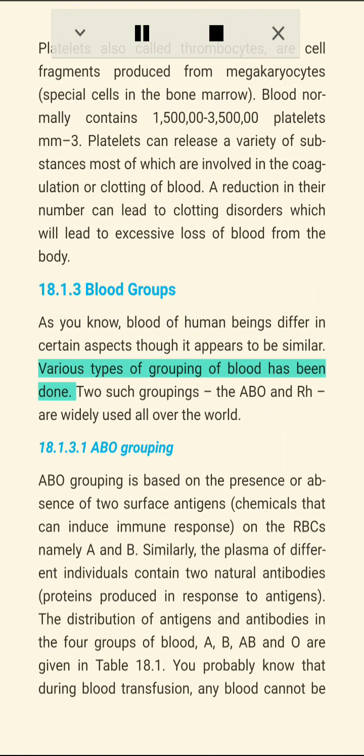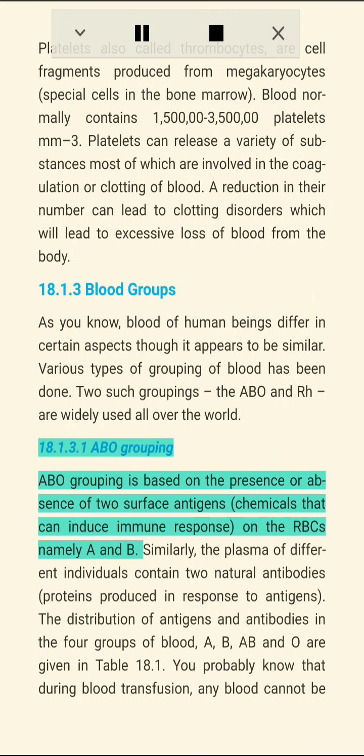18.1.3 Blood groups. As you know, blood of human beings differ in certain aspects, though it appears to be similar. Various types of grouping of blood has been done. Two such groupings, the ABO and Rh, are widely used all over the world.